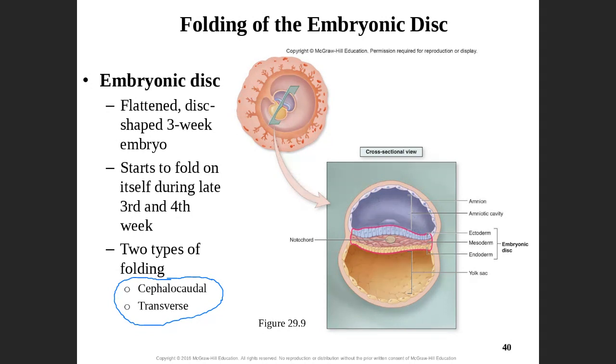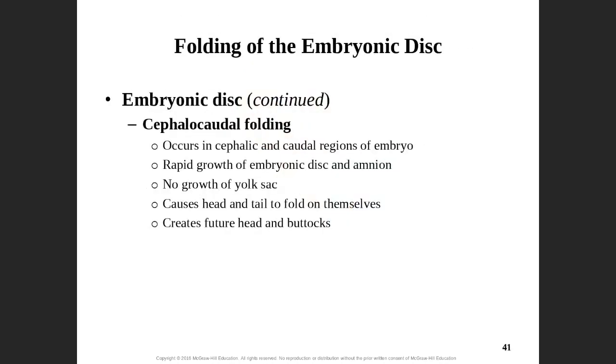Transverse folding is like lying on your back with your arms laid out, and then bringing your arms in front of you so you start to touch your hands in front. That'll be our transverse folding. So let's start off here with the cephalocaudal folding.